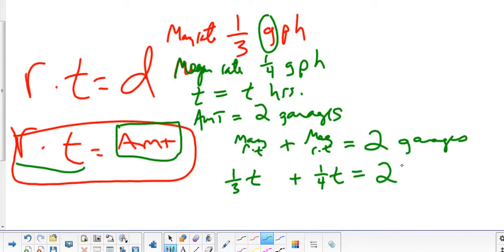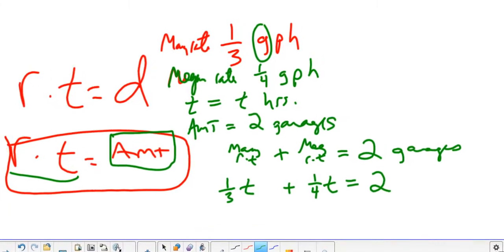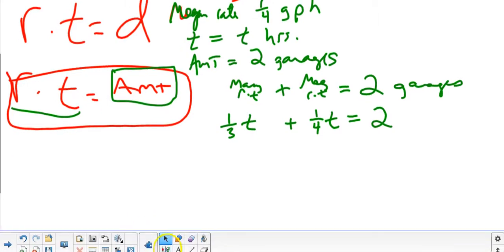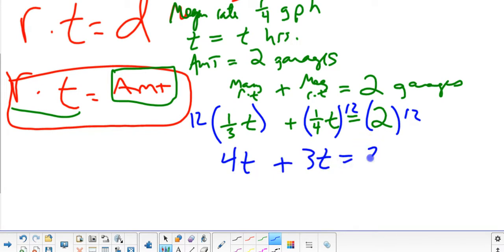Now, it looks a lot like what we've done now here in our chapter 4 and 5 because we've got a fractional rational equation. So what I want to do is multiply through by the LCM of, in this case, 12, right? 12. All right, so if I multiply everything by 12, now I've got 4t plus 3t equals 24. And then go ahead and solve.